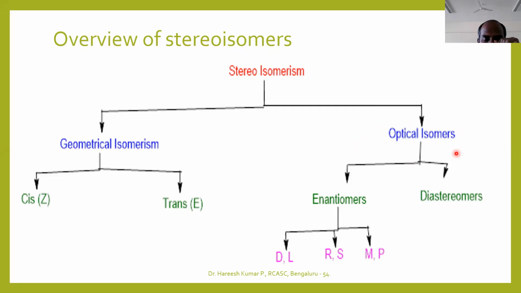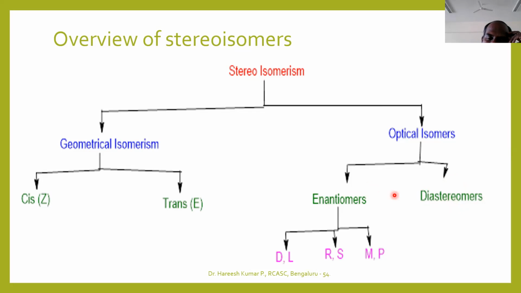Again, optical isomers are of two kinds. One is enantiomers, another one is diastereomers. Enantiomers are optically active compounds, more particularly non-superimposable mirror images of each other. Such compounds are called enantiomers. Then what are diastereomers? Diastereomers are also non-superimposable, but not mirror images. Such compounds are called diastereomers.